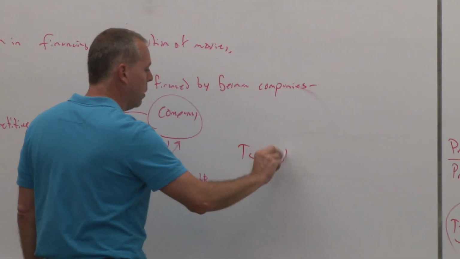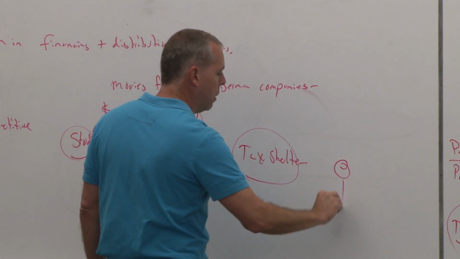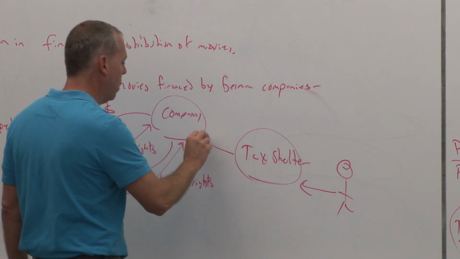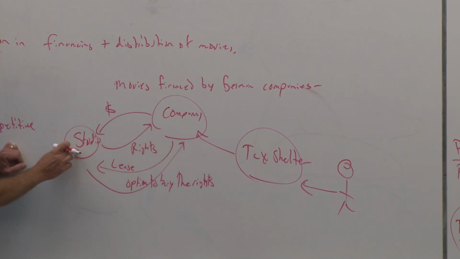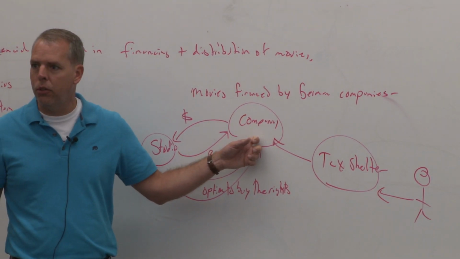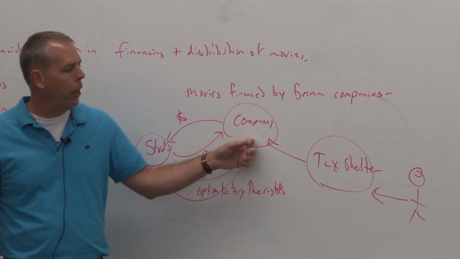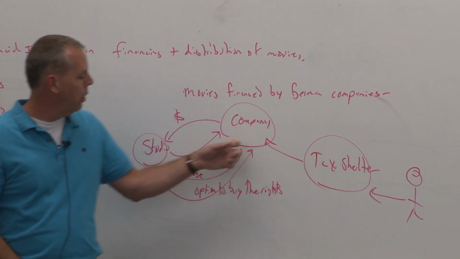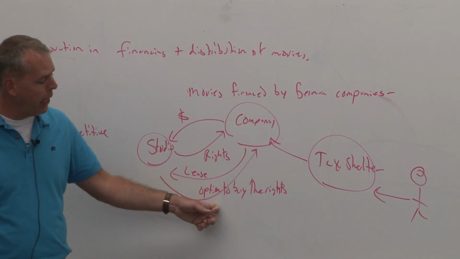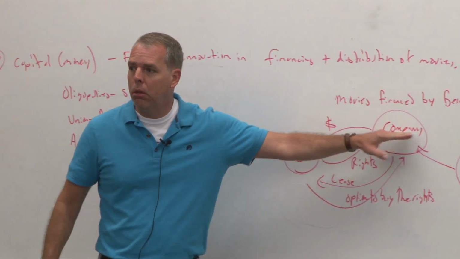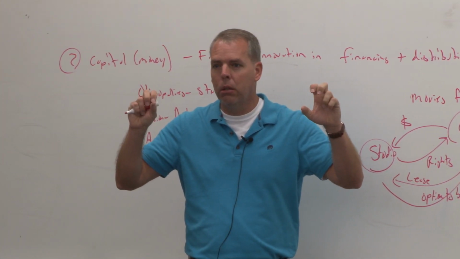a tax shelter. They put their money into the tax shelter. The tax shelter creates a fictional company. It's not fictional, it's a real company, but the company doesn't do anything. The company takes the money over here to the studio. Now the company has an immediate 100% drawdown on their taxable income. They lease the rights. They get paid for that, and then in essence, they buy the rights back, right? This company loses money.